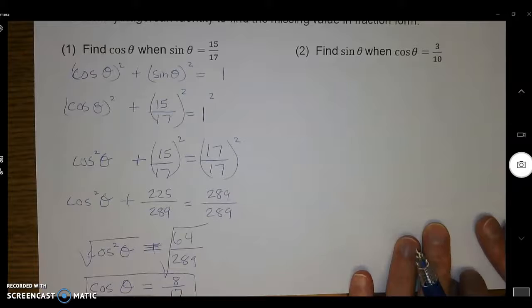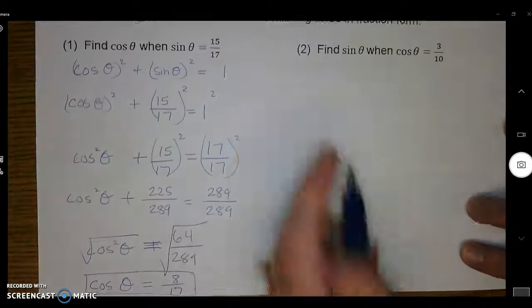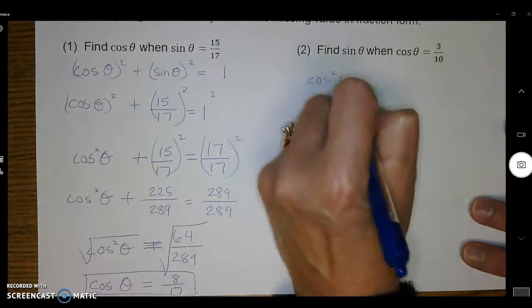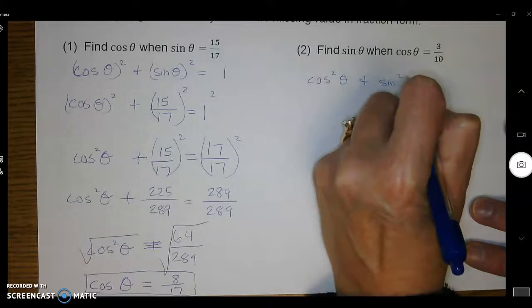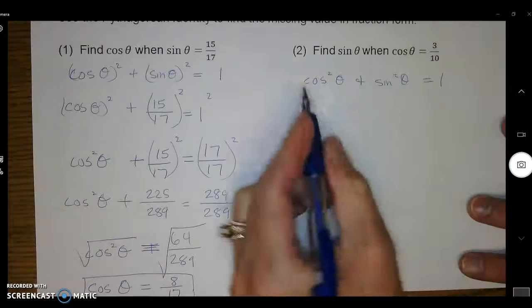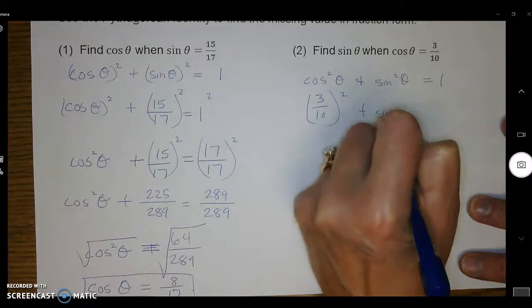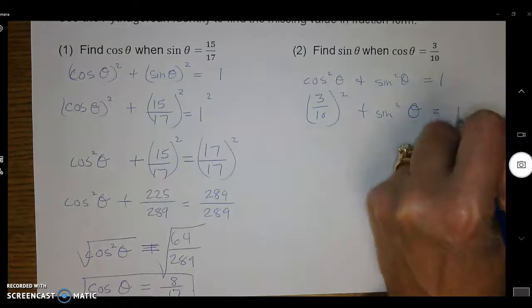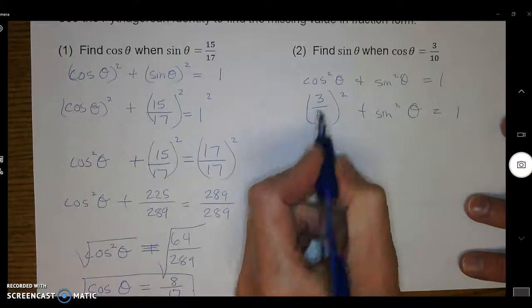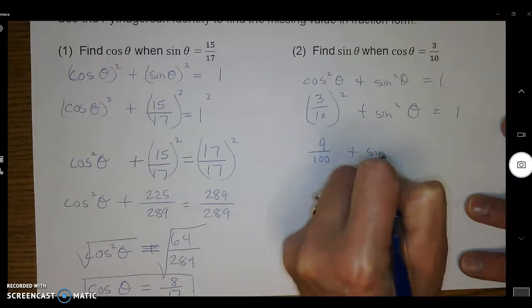All right, we're going to try that again with the other one here. This time they're giving us cosine and not sine. So same thing, cosine squared theta plus sine squared theta is 1. Put this in the cosine spot. And 1 squared is 1. This will become 9 over 100 plus sine squared theta.